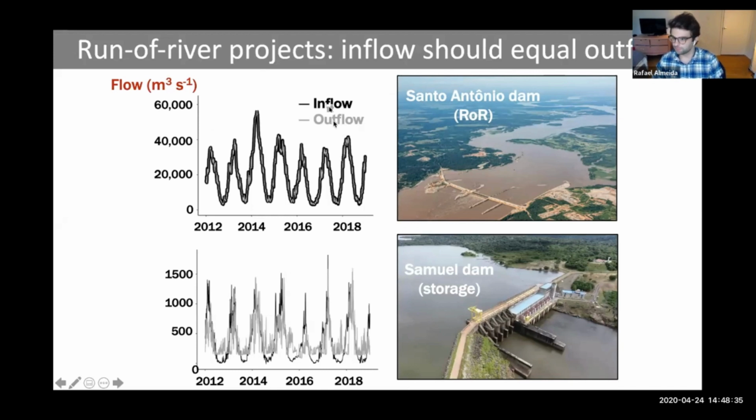que sai. A capacidade de armazenamento de uma usina igual a de Santo Antônio, de regulação da água, é pequena comparada à capacidade de regulação, por exemplo, de Samuel, que está do lado de Santo Antônio, mas está num rio diferente, que é o Rio Jamari.